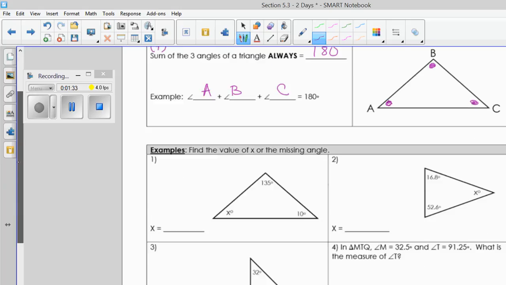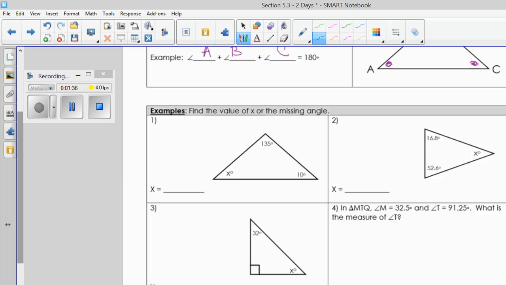Let's take a look at number one. First off, the big thing is read your question. It says find the value of x or the missing angle. Whether we're missing an angle or finding a value of x, we need to find that. I see I have a triangle here, so all three angles of a triangle add up to equal 180 degrees. We have three angles, and we're trying to find this angle right here. So we're going to go x plus 10 plus 135 equals 180 degrees.